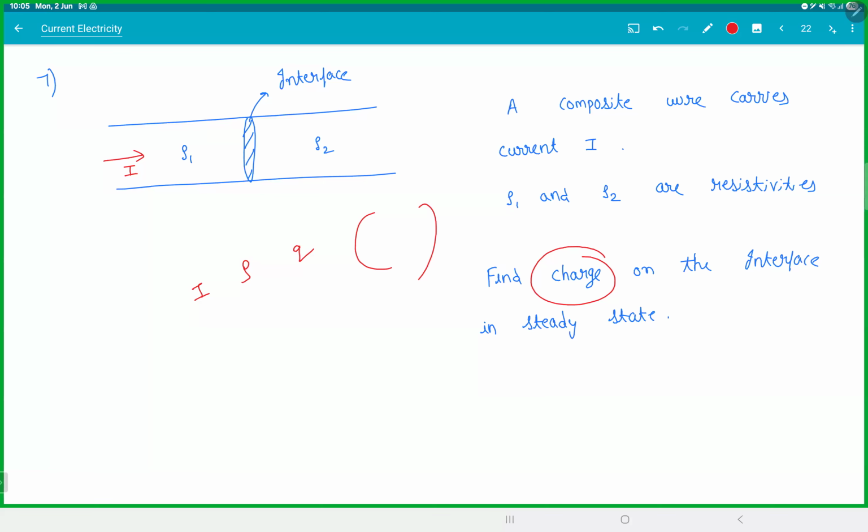Capacitors I can't use. So the only thing I got stuck on is: if I know field, I can use Gauss law. I can find flux. Flux is charge by epsilon. But how do I get field? I know how to get field from current, because from current I can get J, and J is equal to sigma E. You're getting that? That's how you join the dots.